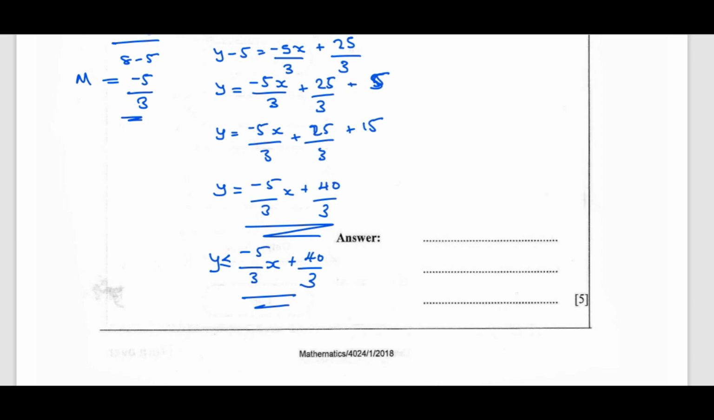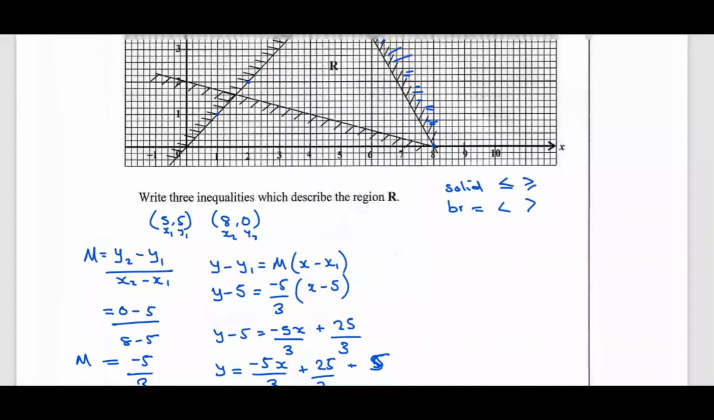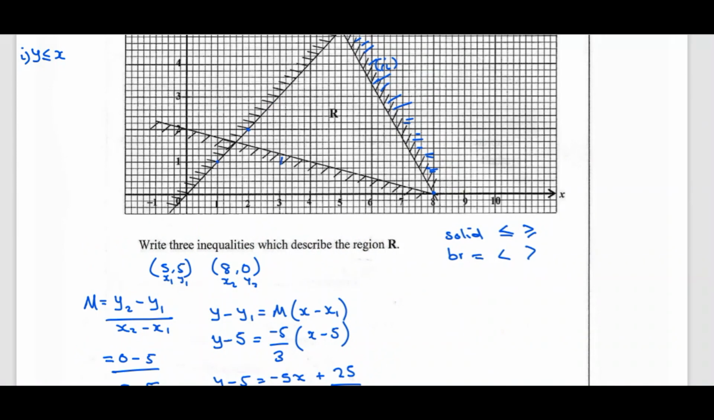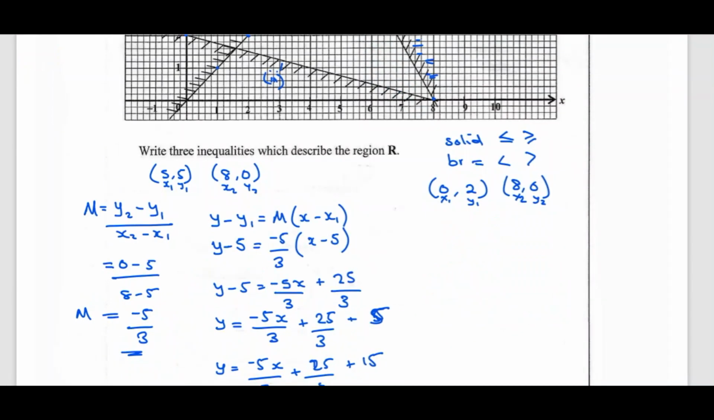So let us look at the other one. So this is the third one. We can pick the coordinates as well. So we can pick these coordinates here. We have 0, 2, and then what are we going to have here? We're going to have 8, 0. And then we can indicate to say this is x1, this is y1. We have x2, and then we have y2.